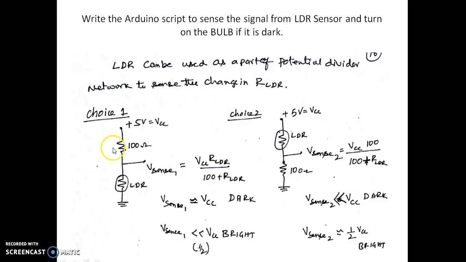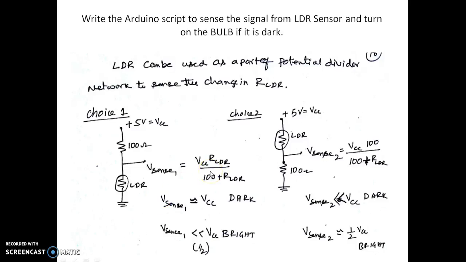One of the possible choices is to put the LDR in the lower part of the potential divider, with 100 ohm in the upper part. The voltage V sense 1 is VCC times R of the LDR divided by 100 ohm plus R of the LDR. When it is dark, the resistance of the LDR is very large. Since it is in series with 100 ohm, almost the entire voltage is available at V sense when there is no light falling on the LDR. So V sense is almost equal to VCC.